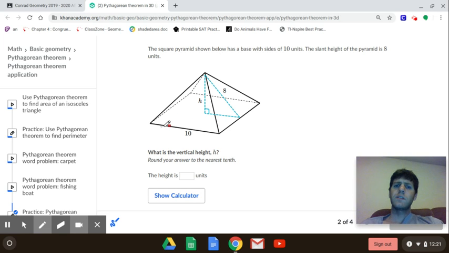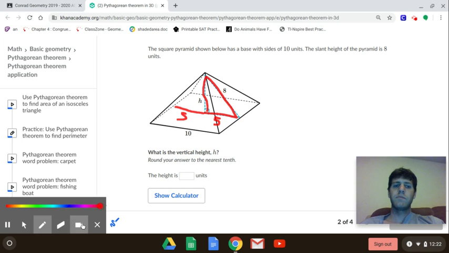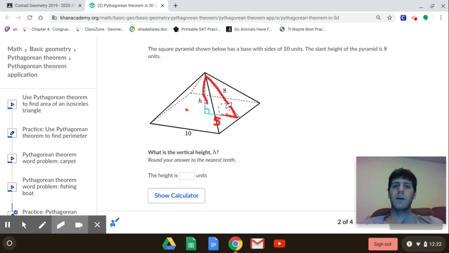Since this is a square pyramid, we know that this point's going to be in the middle. So we can say that this piece here is 5, right? So this piece here would also be 5. But we're just looking at this triangle here. Half of 10 is going to be 5. So if we divide 10 by 2, we get 5 and 5. So we know that that piece of the triangle there is going to be 5.